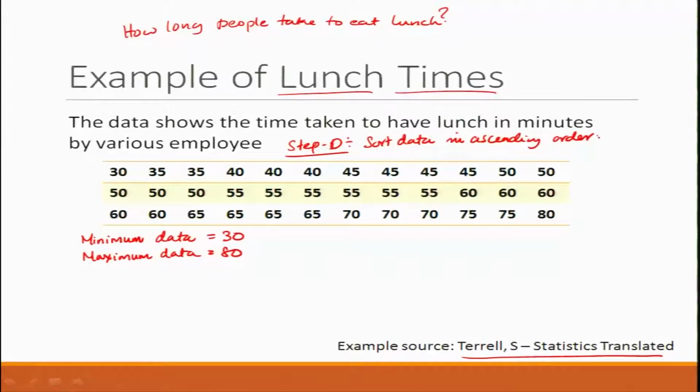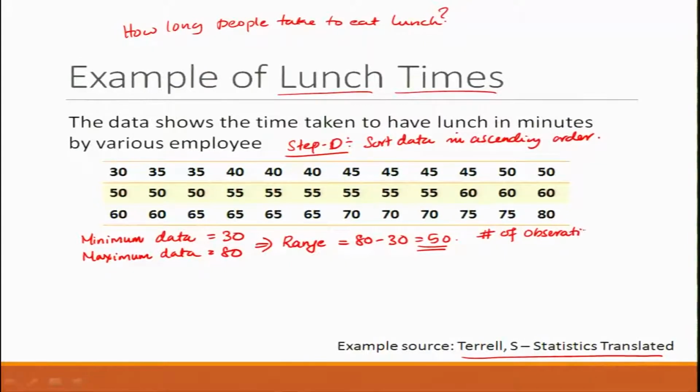This is important. The minimum and maximum data is given to you as 30 and 80, which implies the range of the data is 80 minus 30, which is equal to 50. So, one is the range of the data. For the frequency distribution, the number of classes depends upon the range of the data and also on the number of observations.